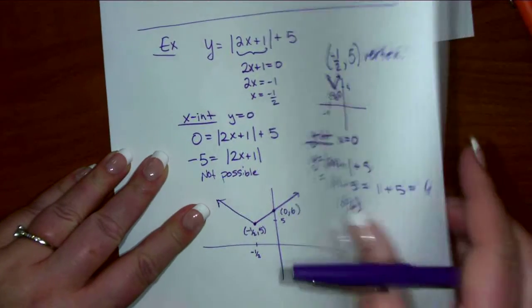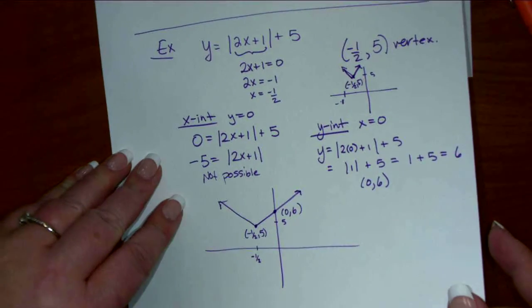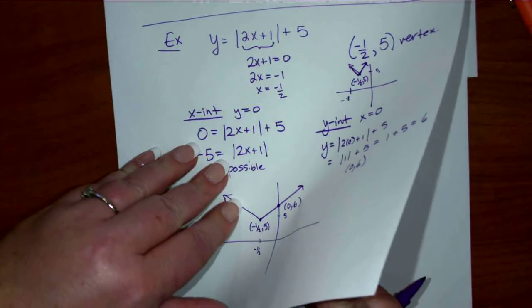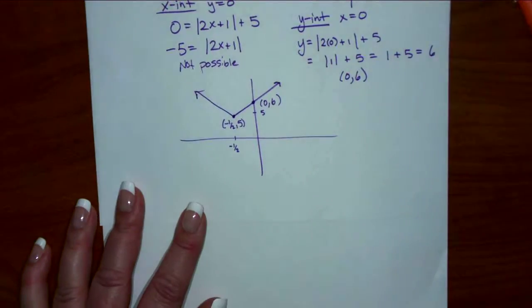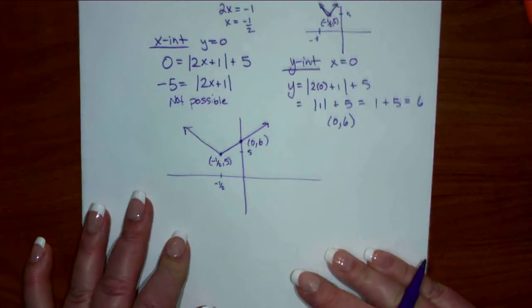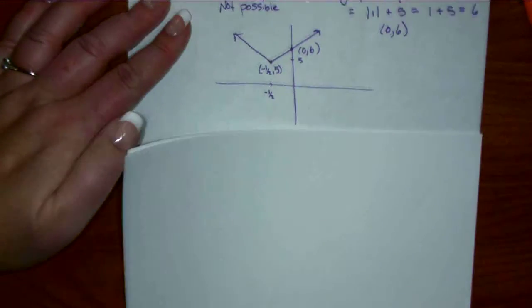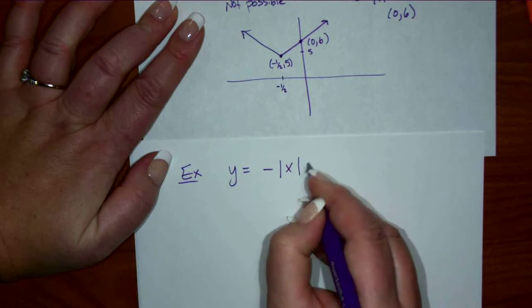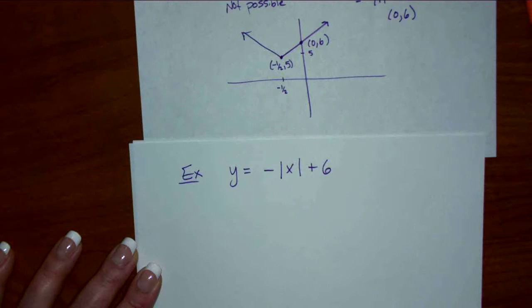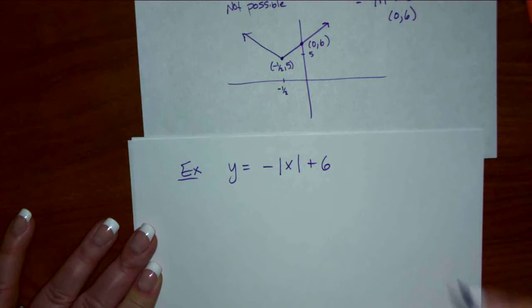Okay, so what would make an absolute value flip and go upside down? What do you think? Where would the negative be? Outside of the absolute value. So an example would be y equals, so a negative outside the absolute value will flip it. So you'll know to do your basic graph that goes upside down. What's the vertex of this one?